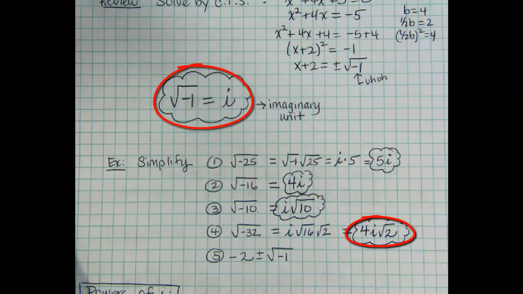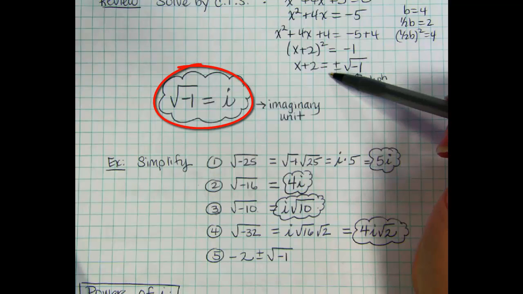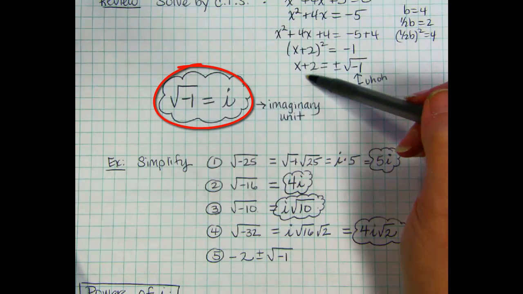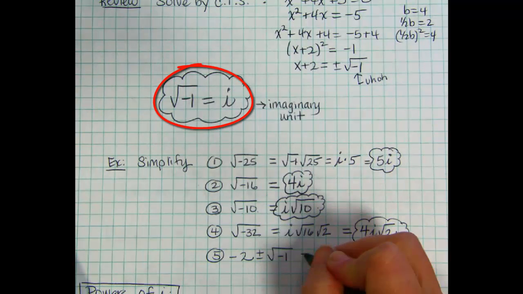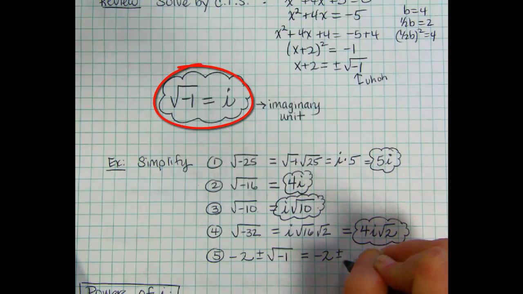And finally, I put this in here to help us finish our completing the square problem. Up here, when we completed the square, we would have subtracted 2 from both sides, so there's my -2. And we got plus or minus the square root of -1. Now I know that that's just -2 plus or minus i.